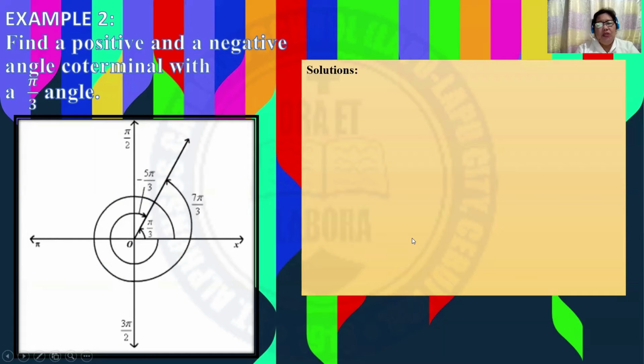For the solutions, we will have, for a positive coterminal angle, pi over 3 plus 2 pi. Then find the LCD, which is 3. So 3 divided by 3 is 1 times pi is pi. 3 divided by 1 is 3 times 2, it's 6. So 6 pi. So pi plus 6 pi is 7 pi. 7 pi over 3. That's the positive coterminal.